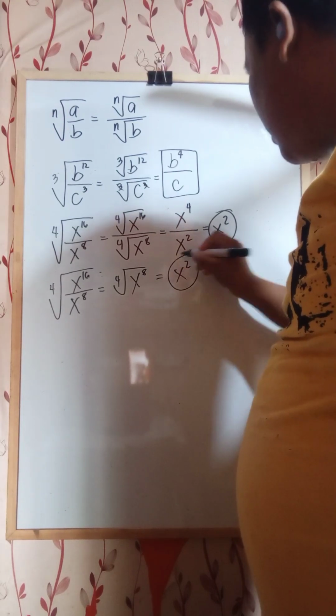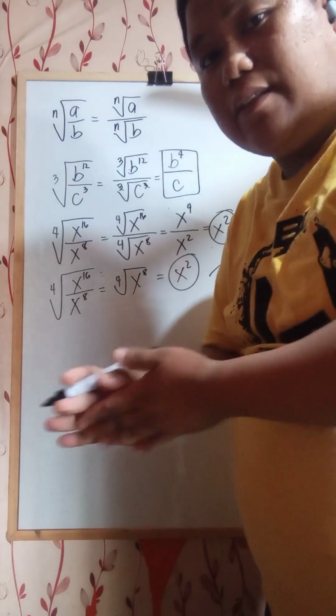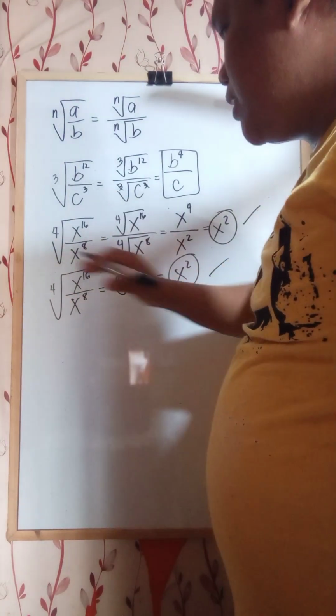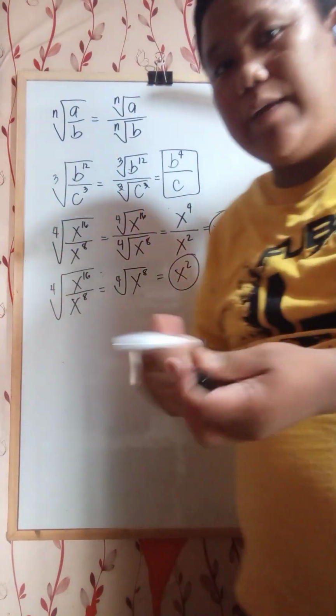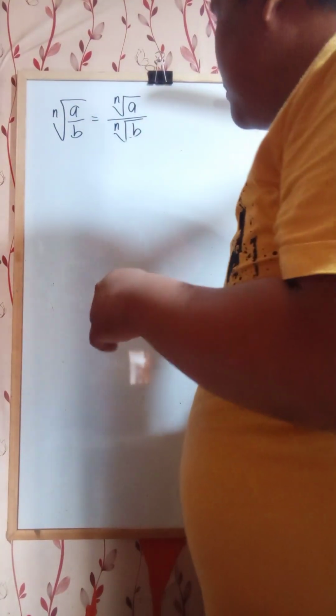So, it's either of the two, this one or this one. So, it's very effective, no? Mas effective ning second nga paagi. But still, sa asa ni nga paagi, the answer is still the same. Okay? Okay, so let's have another example.